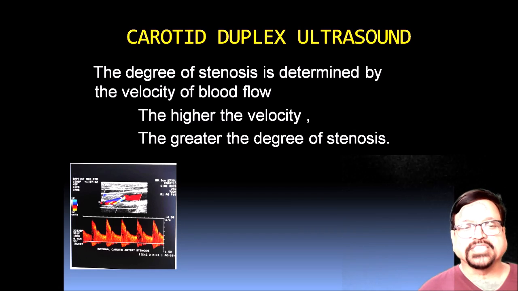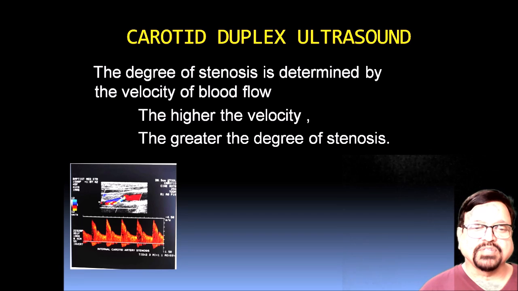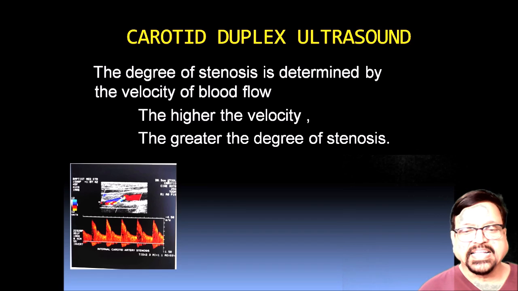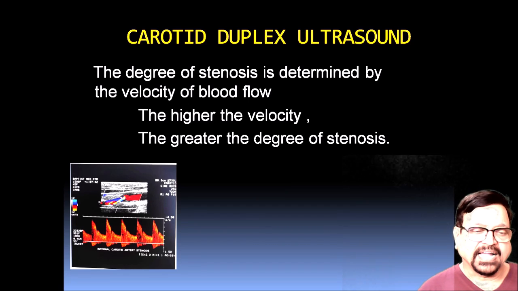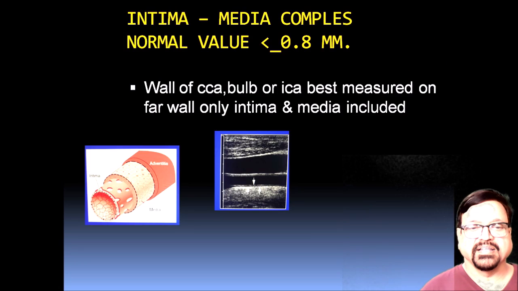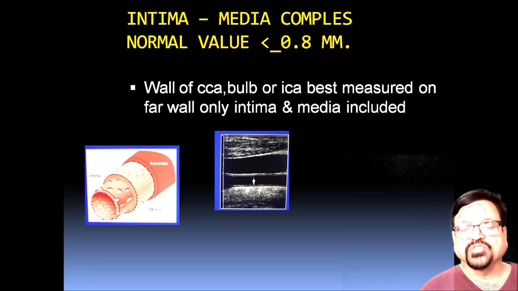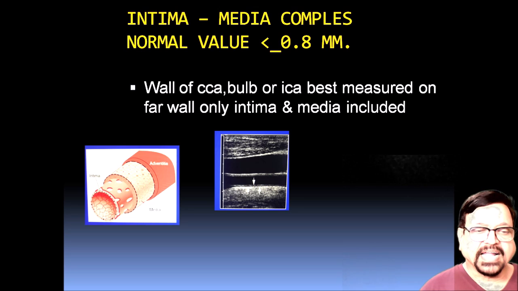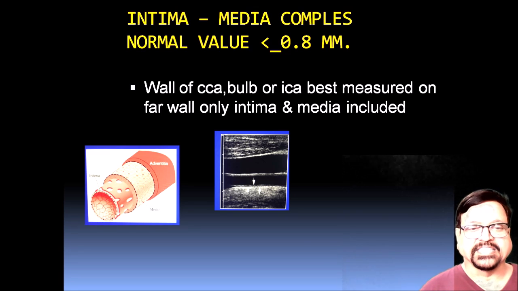Now, carotid duplex ultrasound. Here, the degree of stenosis is determined by the velocity of the blood flow. The greater the velocity, the greater the stenosis. Again, this is a description of the diagram which we are showing, and interpretation. Now, the intima media thickness complex is normally 0.8. Here again we are showing the walls of the carotid arteries and their thicknesses.